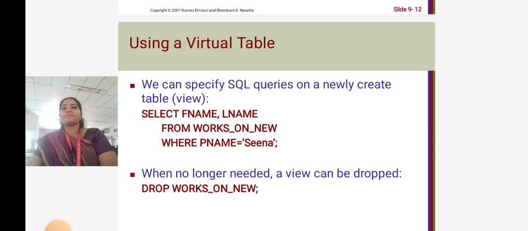We can specify SQL queries on a newly created table, that is a view. SELECT Fname, Lname FROM WORKS_ON_NEW WHERE Pname = 'Sina'. It only selects the rows that contain a Pname value of Sina; no other data will be shared or manipulated here. When no longer needed, a view can be dropped: DROP VIEW WORKS_ON_NEW. Everything manipulated in that view will be deleted.